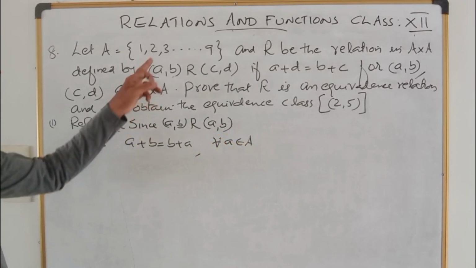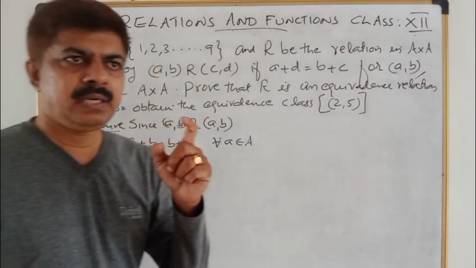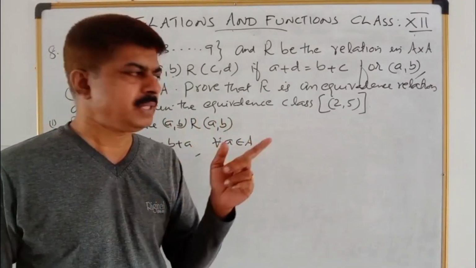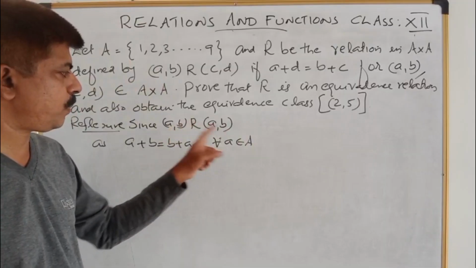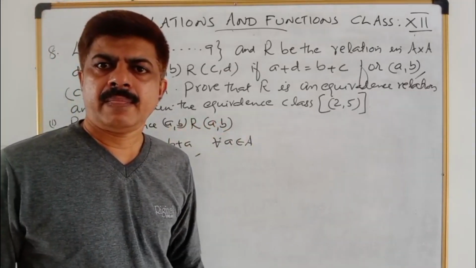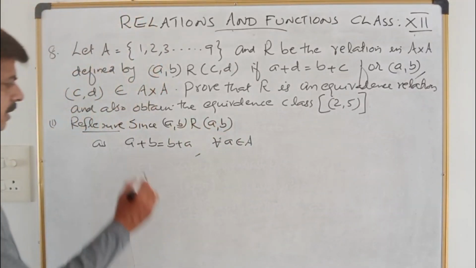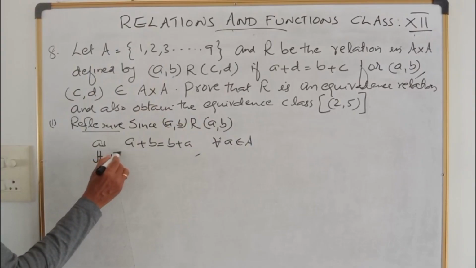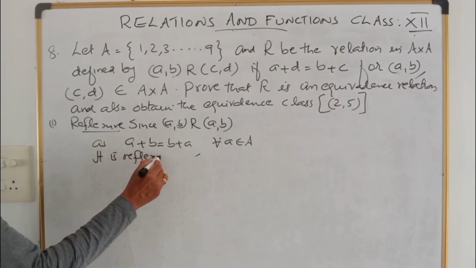All the elements are taken from A. For example, (2, 3) and (2, 3) means 2 plus 3 and 3 plus 2, which is 5. Clear? So we can say that it is reflexive.